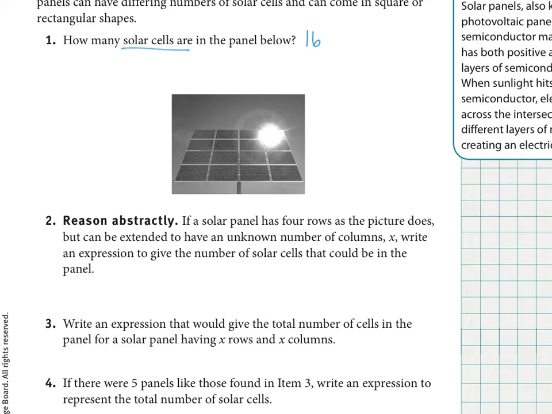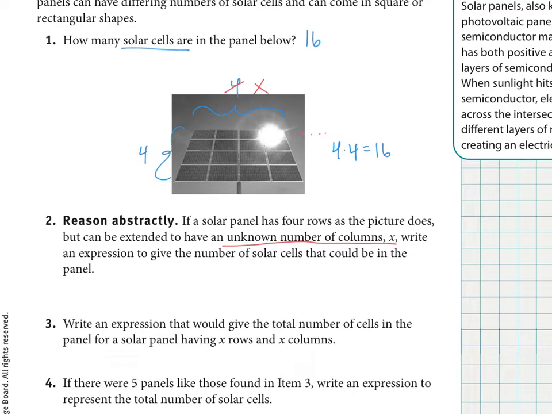Something we want to think about is how we figured out how many solar cells there were here. Some of you might have counted individually, but some of you might have said, I have 4 rows, I have 4 columns, so I did 4 times 4 to get my 16. Well, now we don't know the number of columns. It's x. That's what we're using, the unknown number of columns, so that the number of columns just keeps going on and on. So how could we write an expression that represents this?